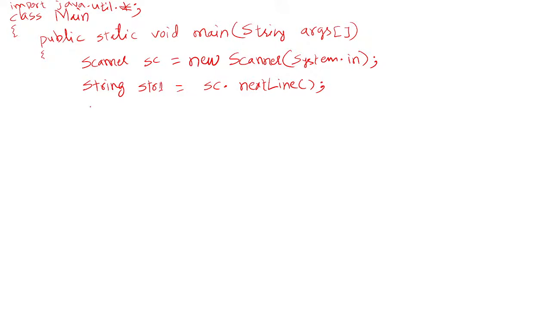String str2 is equal to sc.nextLine(). In nextLine, the L should be capital; that is the name of the method. So now you have string 1 and string 2. Then the remaining code is the same. I am just writing inside the main itself.